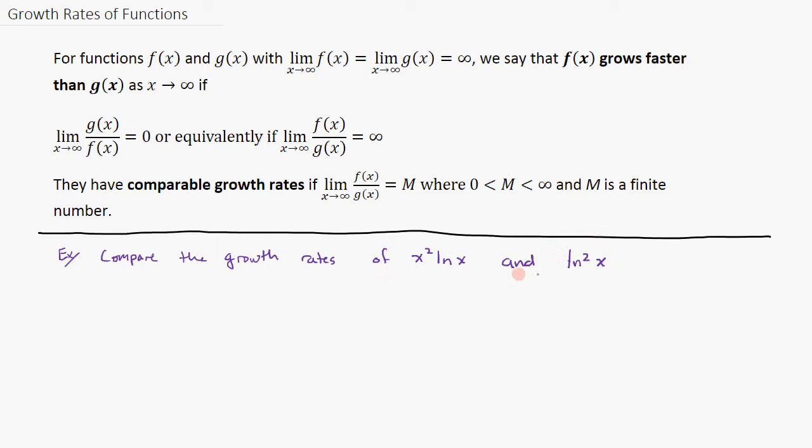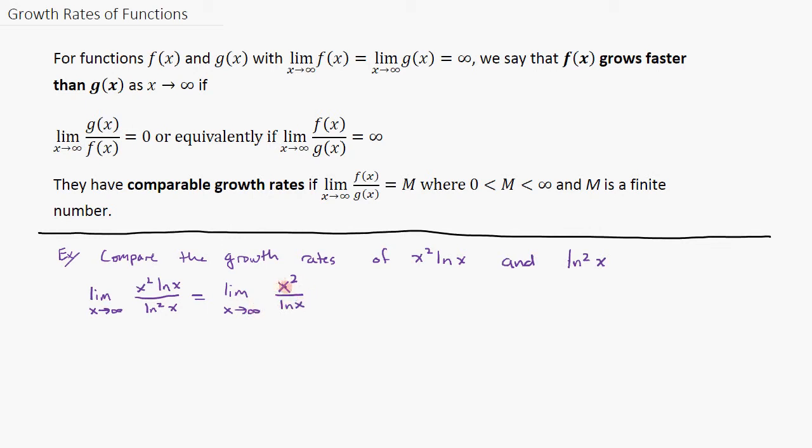Okay, so if I want to determine which one is faster than the other, I need to form this fraction using the two functions and then compute the limit. So let's put x squared ln of x on top, and then ln squared of x on the bottom. Now I have to compute this limit, but you can see that there's an ln on top and there's ln squared on the bottom, so we can cancel one of them out before computing anything. So canceling one of the natural logs, you get x squared over ln of x.